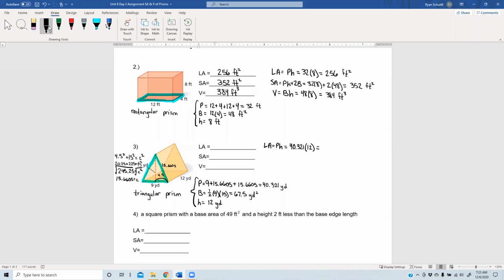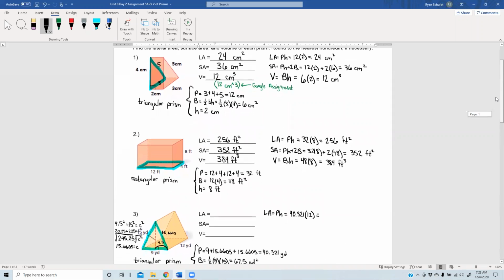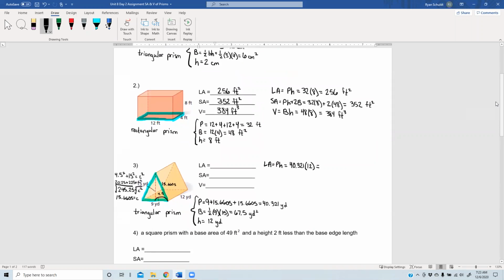and the directions say to round to what? It says round to the nearest hundredth. So I want to round to 2 decimal places. So this will be 483.85 yards squared. 483.85 yards squared.